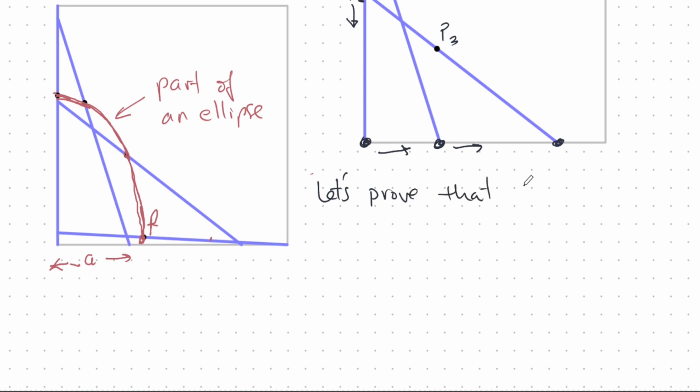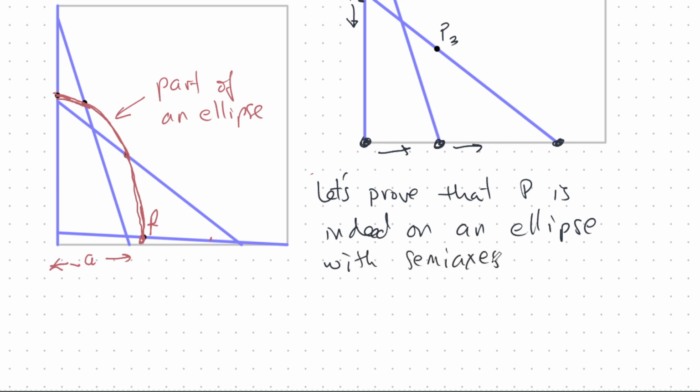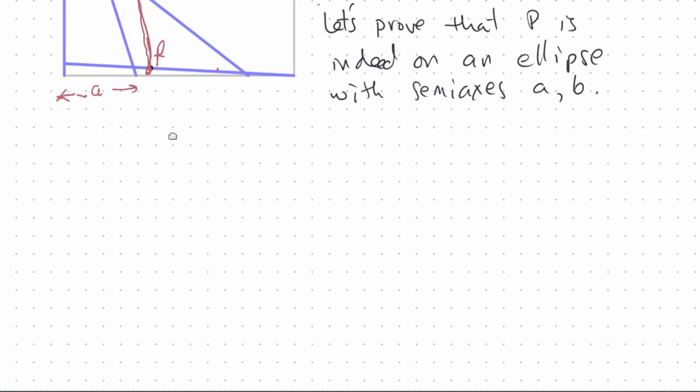that point P is indeed on an ellipse. And we will actually show that it's on an ellipse with semi-axes A and B. In fact, we'll show that the semi-axis in the Y direction is going to be B, and the semi-axis in the X direction is going to be A. We're going to show this.